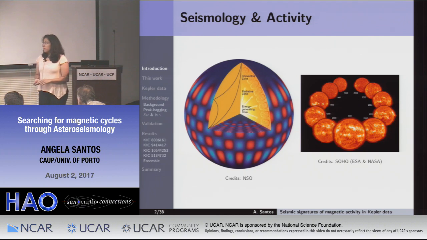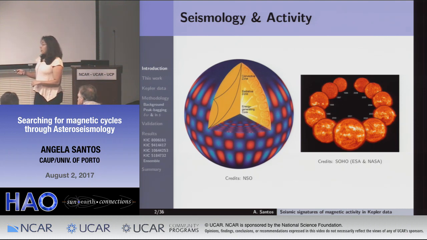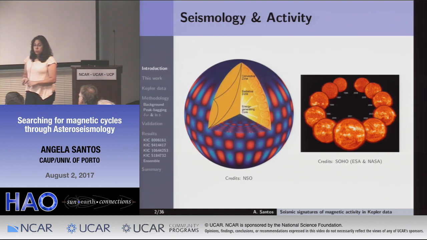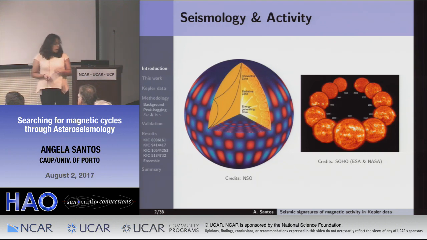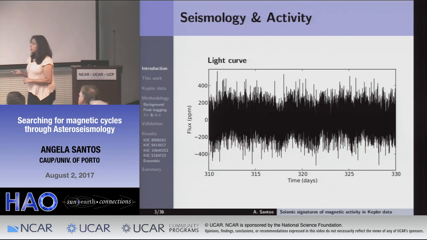So they are cool, low-mass stars, and they have convective envelopes. On one hand, convection is one of the key ingredients for the magnetic cycle in the Sun, and on the other hand, these convective motions also excite acoustic oscillations that travel through the interior of the Sun. And one way that we have to study those acoustic oscillations is through the brightness variation of the Sun or other stars. So here we have a light curve for the Sun, flux over time.